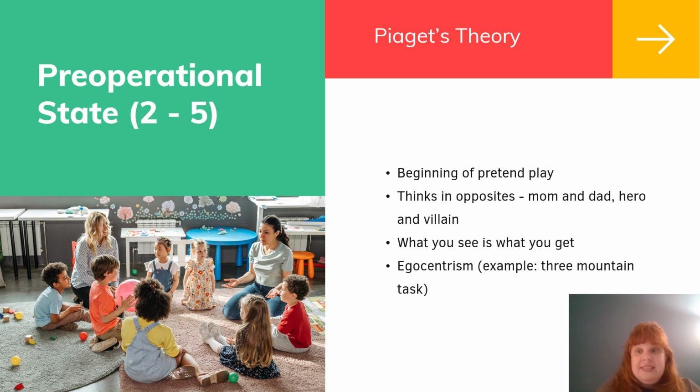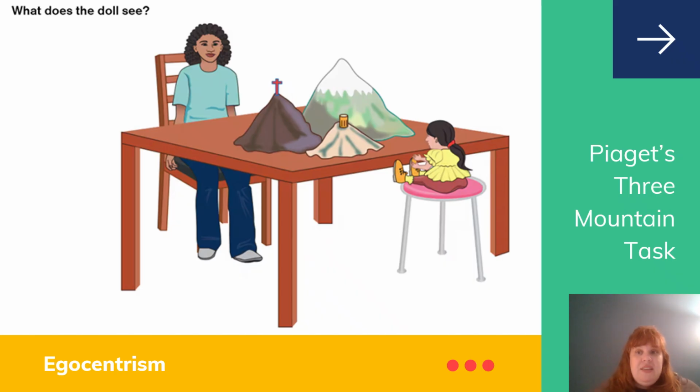So I want to show you an example. This is a really famous experiment called the 3 mountain task. This is something Piaget did. And he would sit an adult on one side of the table and the child on the other side of the table and put 3 mountains in between, with different little things on the mountain. So things that you could only see from one side, right?